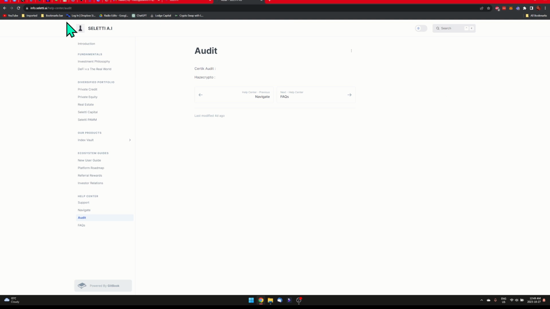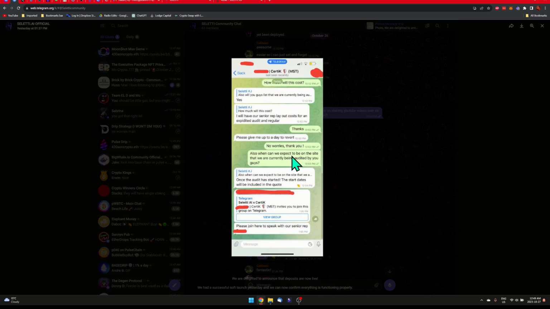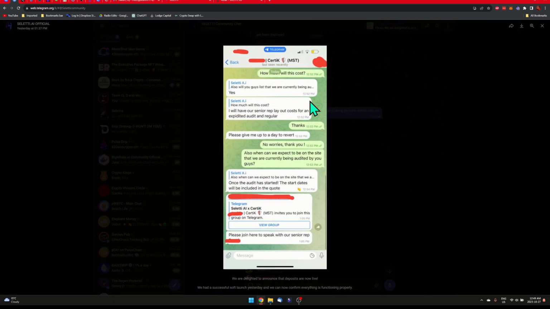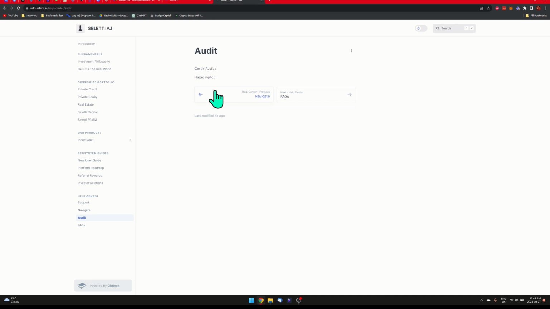And actually on Telegram, if you guys scroll up, you see that there's a screenshot of Certik, and they actually created a Seletti.AI Certik group where the team is right now trying to figure out everything that needs to be done with the smart contract and the audit itself. And there's a Hayes crypto audit also that's supposed to be ready by the end of this week, hopefully by Friday, in which case, if it is going to be ready, then I'm going to be reviewing that next week with you guys. And I'm going to go into the white paper and read a bit more information.